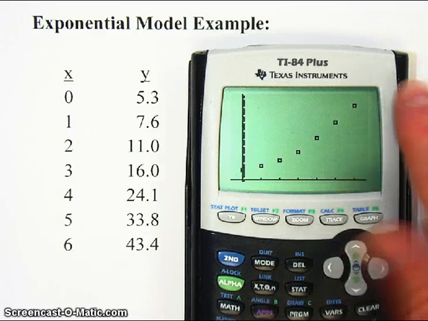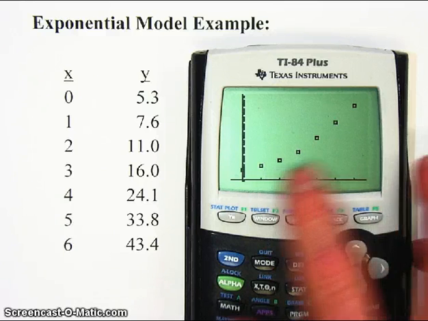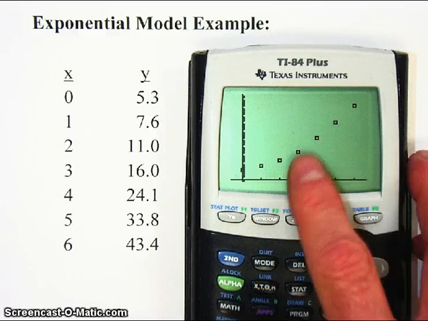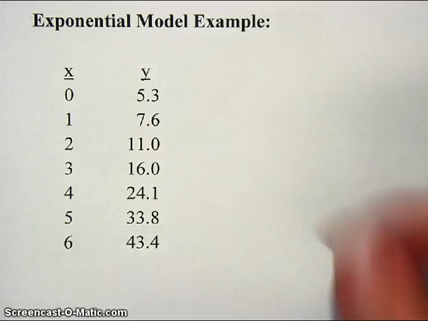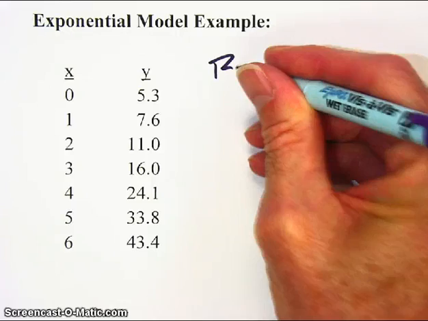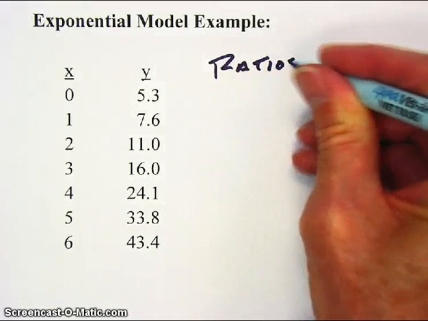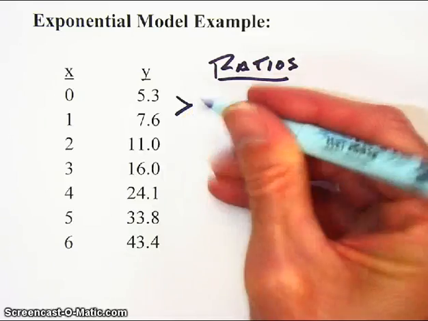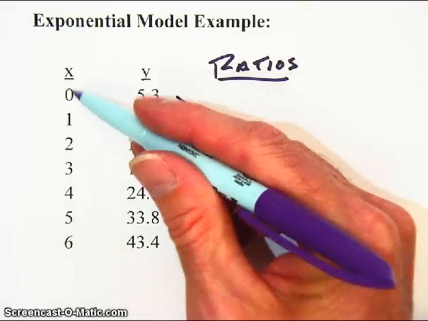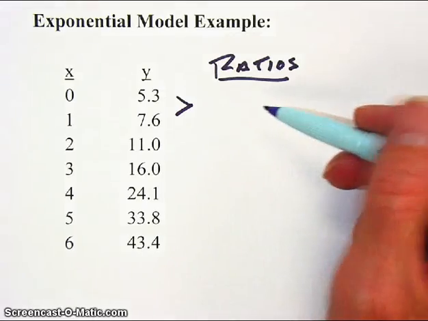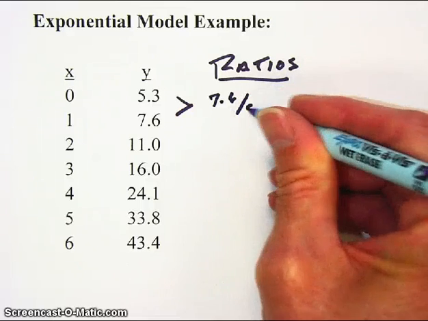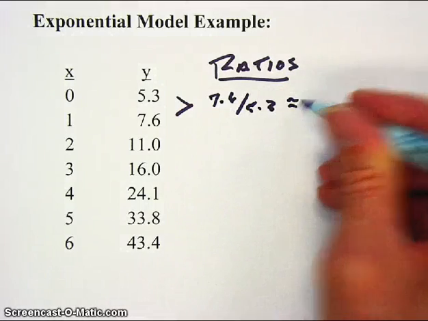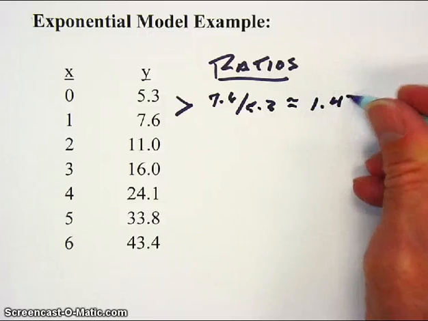Okay. Now when you look at those data, you could ask yourself, is this growing according to some kind of power law process or some sort of exponential process? One way to check if the data follow an exponential process is to look at ratios of successive y values. We can do this because the x values are evenly spaced. If the x values are not evenly spaced, you wouldn't want to try this test. But you can divide 7.6 by 5.3, and you get approximately 1.43 for that ratio.